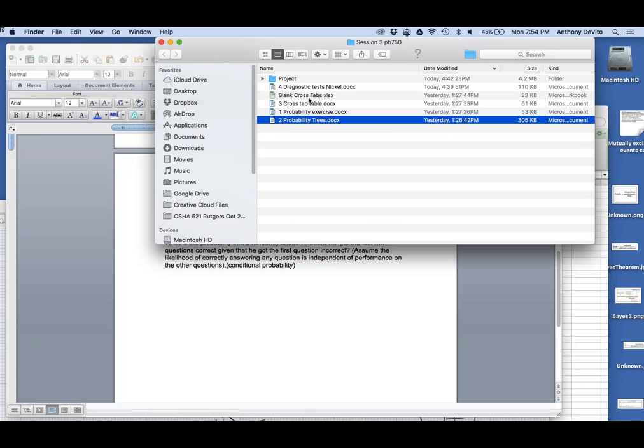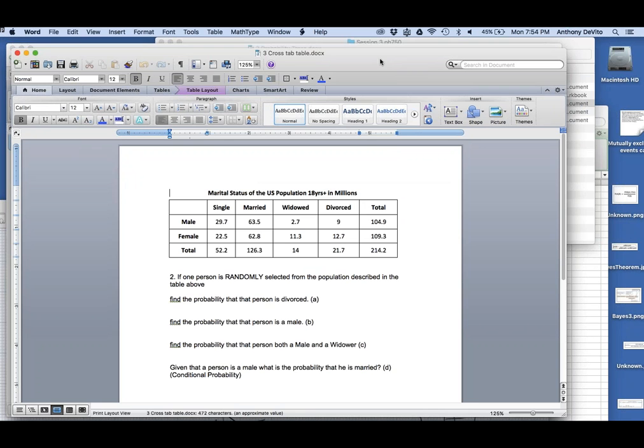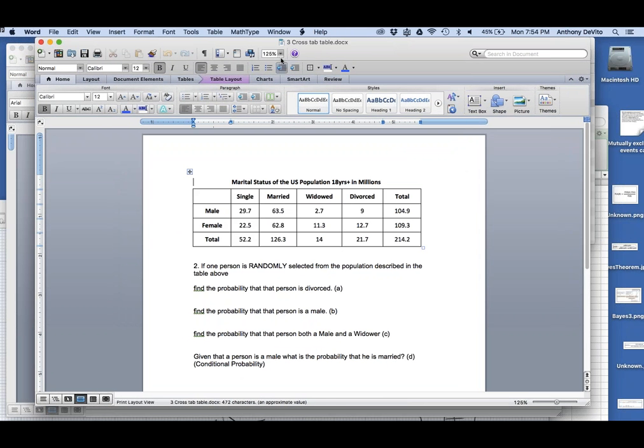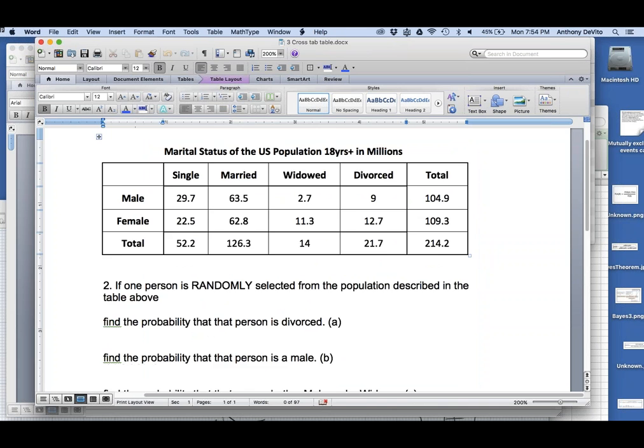And that is, remember the table you just looked at? That crosstabs table, or contingency table? I'm going to blow this up a bit. This is a similar kind of table, and this is the marital status of the U.S. population that's 18 years plus, in millions. This data is from a number of years ago. There were 214 million adults in the U.S. population at the time this table was put together. And of those, 104 million were males, 109 million were females.